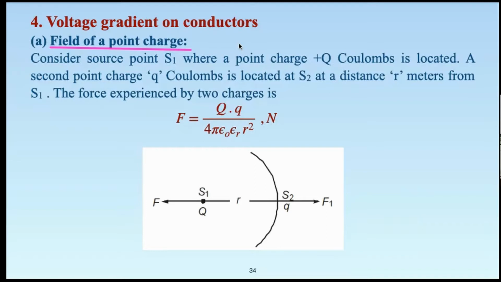So kindly focus your attention onto the diagram at the bottom, wherein it indicates that there is a source charge equal to Q, capital Q coulombs, and its location is indicated as S1. And then there is a test charge, a small q, located at some distance, small r. So there are two charges, capital Q and small q, present in a particular medium or free space, and as per Coulomb's law, they will experience a mutual force, right?